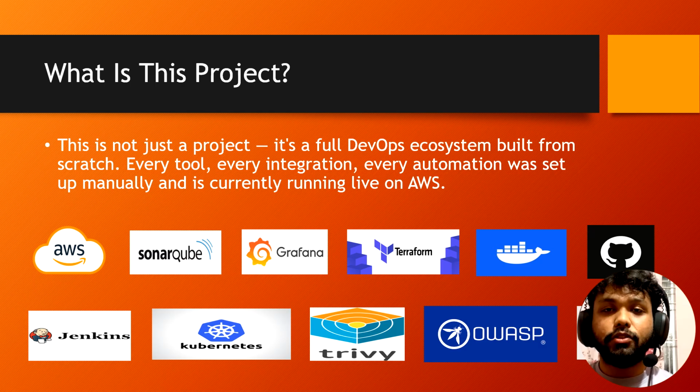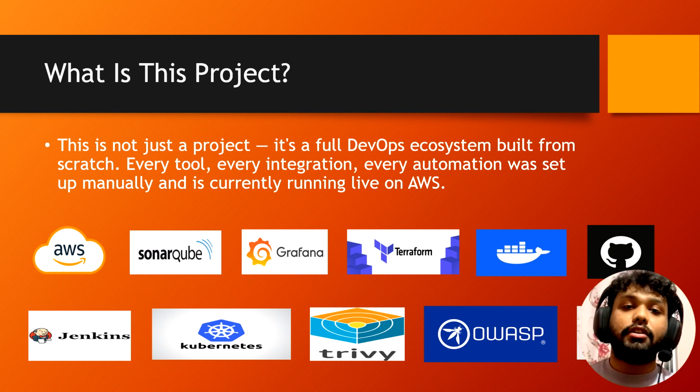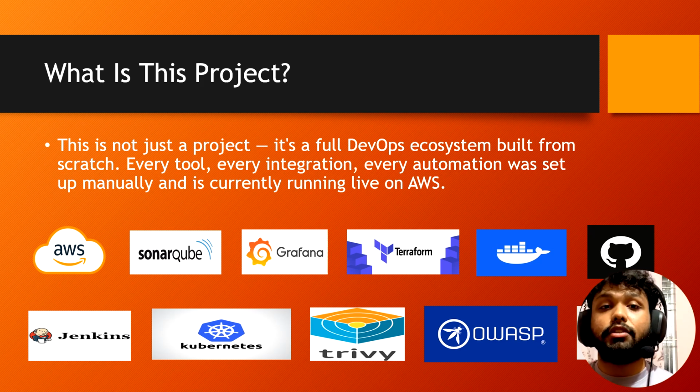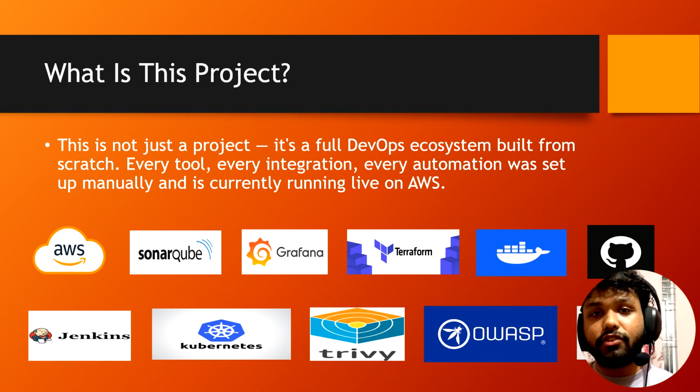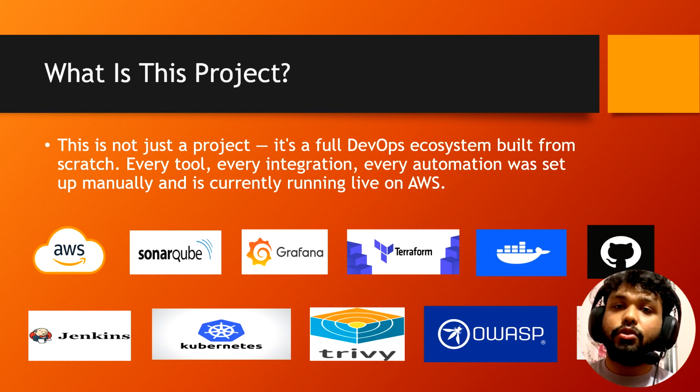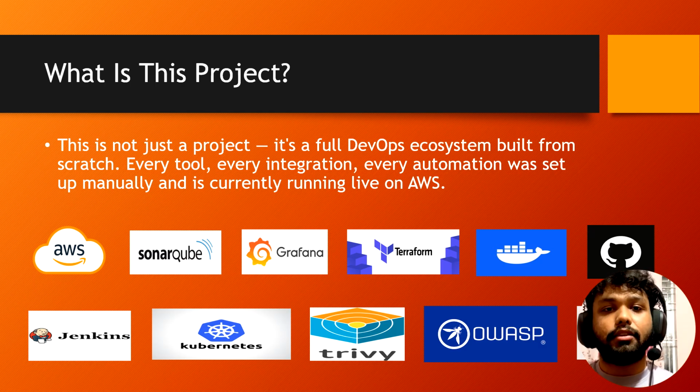Now these are the tools that I have been using to completely deploy my project. For the cloud service, I have been using AWS, and for the security code check, I have been using SonarQube, and for the monitoring, I have been using Grafana, and to create the infrastructure, I have used Terraform, and my code lives in GitHub, and I create the entire pipeline using Jenkins.